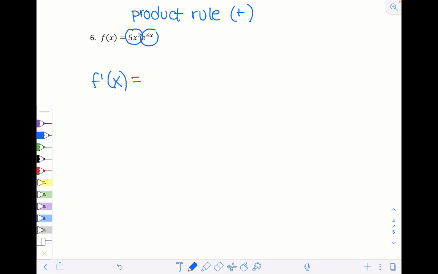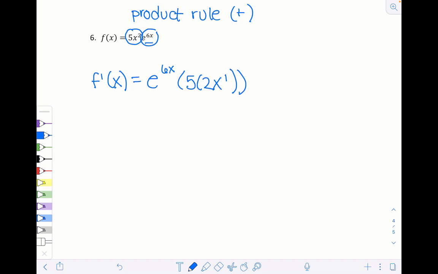So I always start by writing the original second function, which in this case is e to the 6x, so I haven't done anything to it, I have not taken a derivative. But now I'm going to take a derivative. So I wrote e to the 6x, now I want to take the derivative of 5x squared. So the derivative of that would be 5, and then 2x to the 1 is the derivative of x squared.